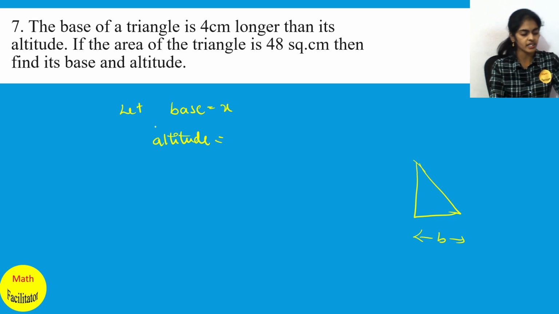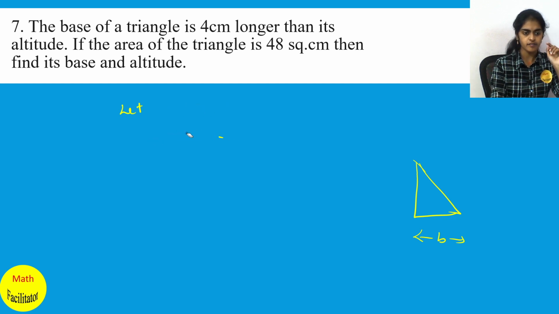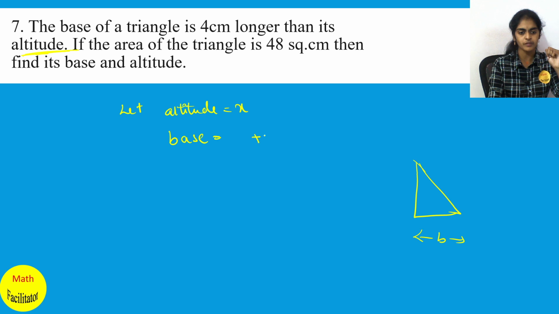So here, which two quantities are compared? Base and the altitude. Since the base is compared with the altitude, I am taking altitude as x. They are comparing with the altitude, so I am taking altitude as x. They are saying that the base is 4 centimeter longer than the altitude. 4 centimeter longer means it is more than the altitude. Altitude is x, so base is x plus 4.